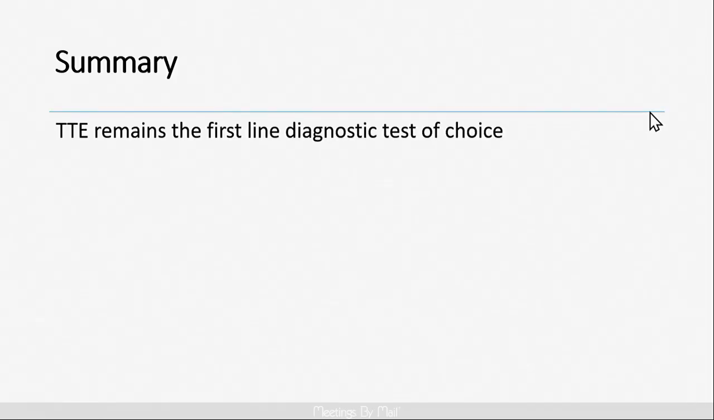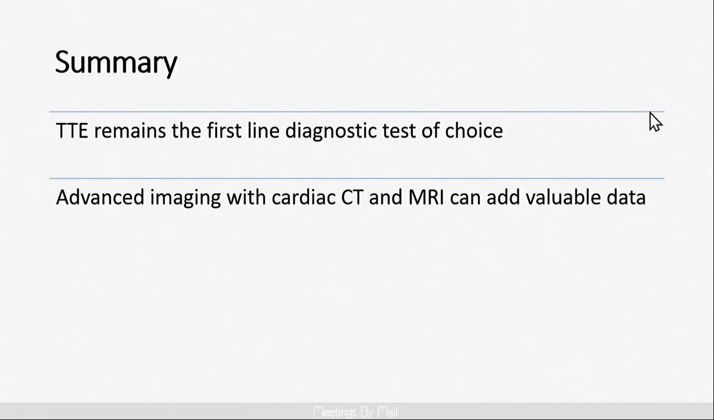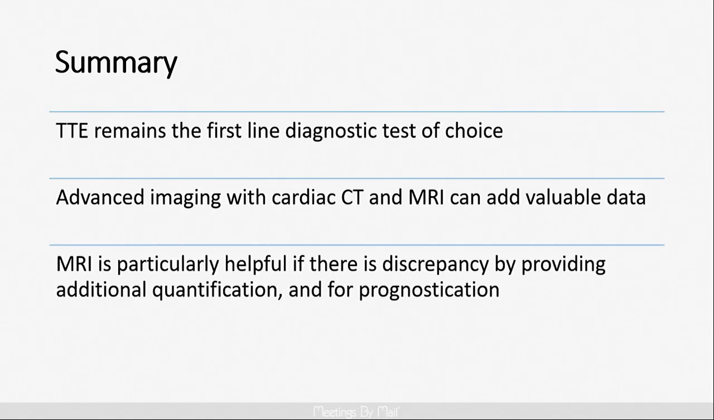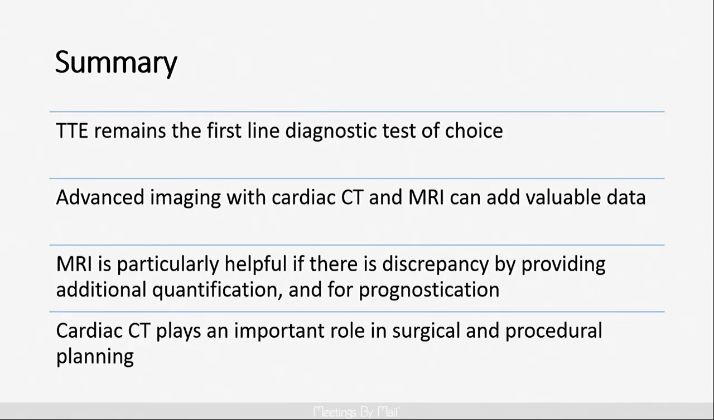So in summary, TTE remains the first-line diagnostic test of choice. Advanced imaging with cardiac CT and cardiac MRI can add valuable data. MRI is particularly helpful if there is discrepancy by providing additional quantification, a different way to quantify the MR, and also it's very strong in terms of prognostication. And finally, cardiac CT plays an important role in surgical and procedural planning.